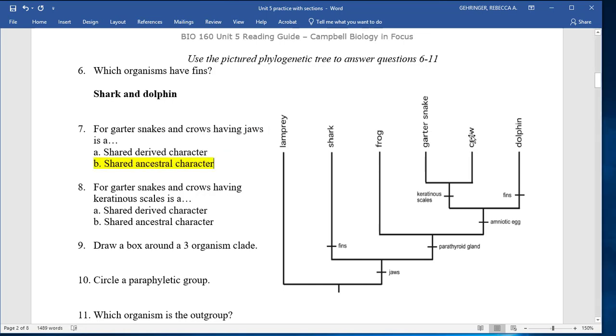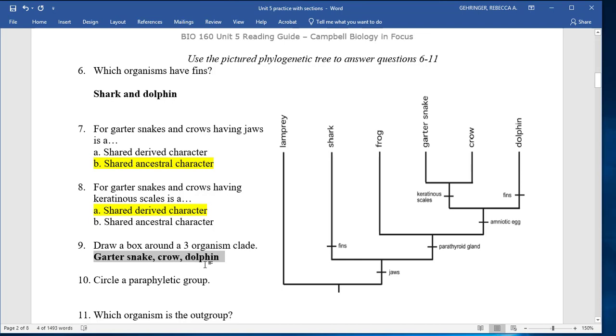Down here. So that's an older characteristic, so that's a shared ancestral character. And then again, for garter snakes and crows, is having keratinous scales a derived character or an ancestral character? Well, that's down here, so that's a newer characteristic, so that is a derived character. Oh my gosh, this mouse is terrible, guys. Okay. Draw a box around a three-organism clade. Well, I'm not going to be able to draw a box successfully, probably, but a three-organism clade, we've got garter snake, crow, dolphin. That would be a three-organism clade because we have the ancestor and all of the descendants there. So garter snake, crow, and dolphin.